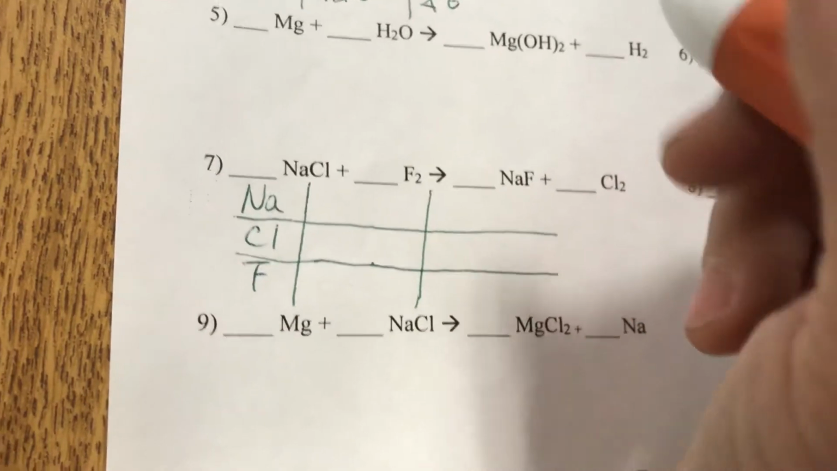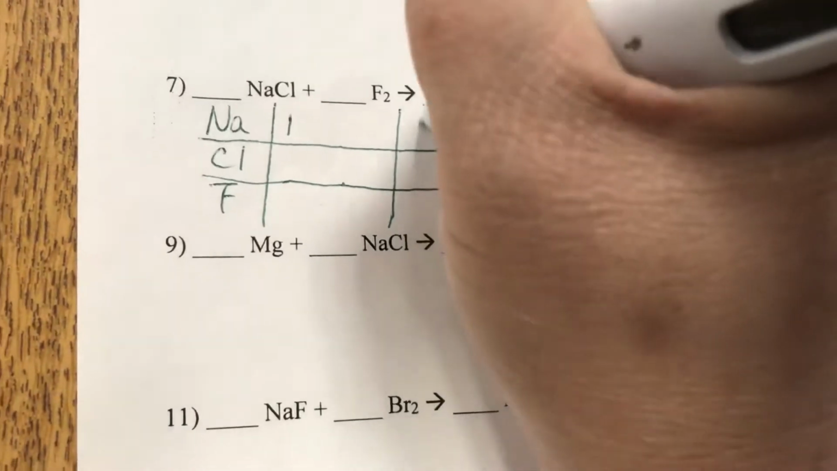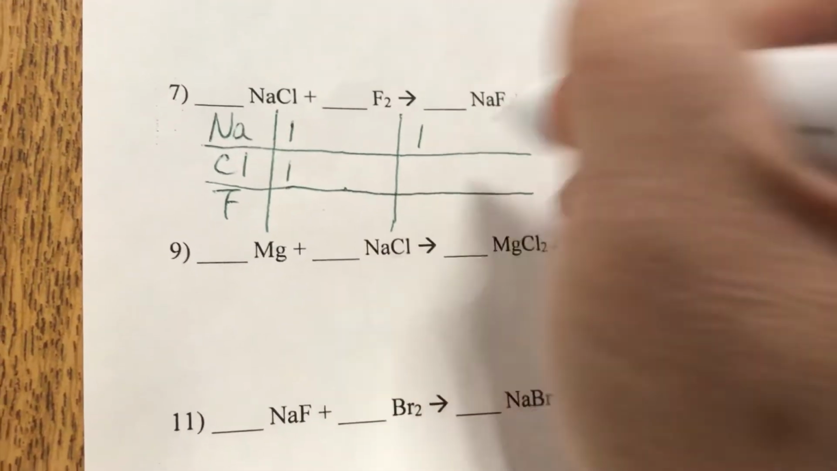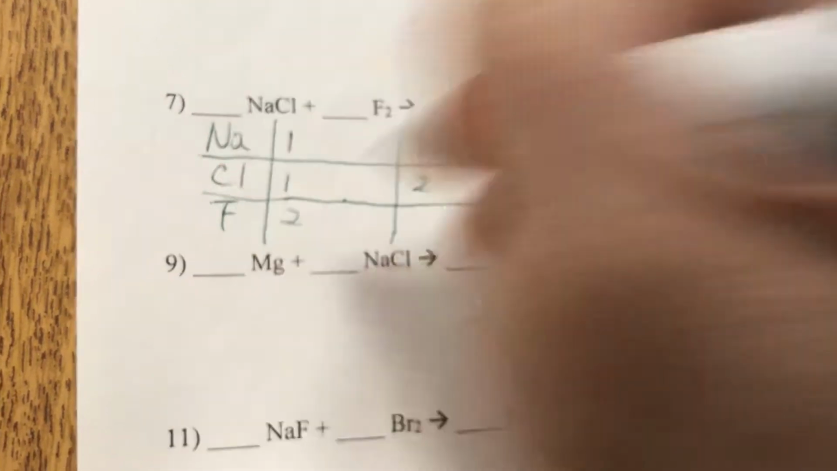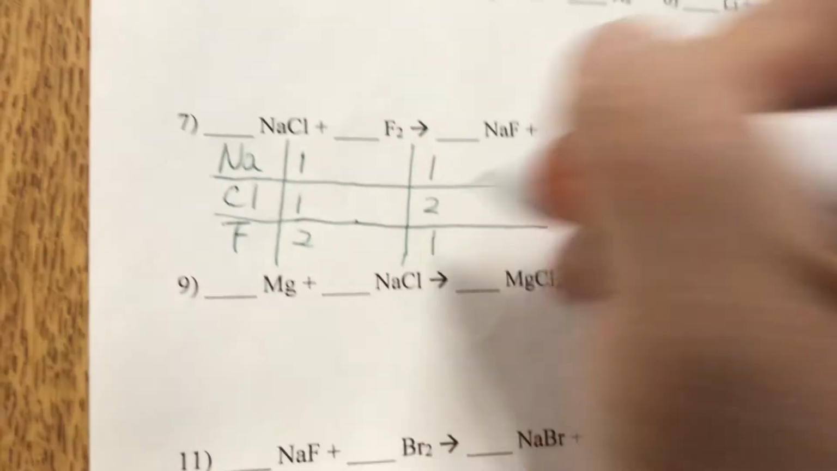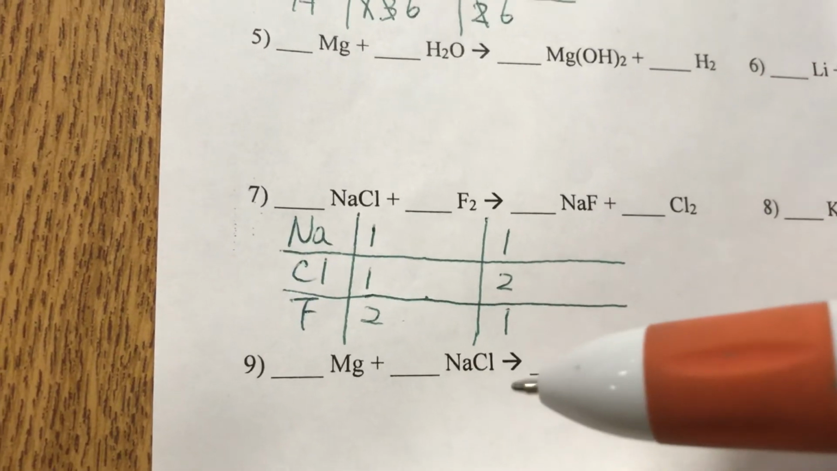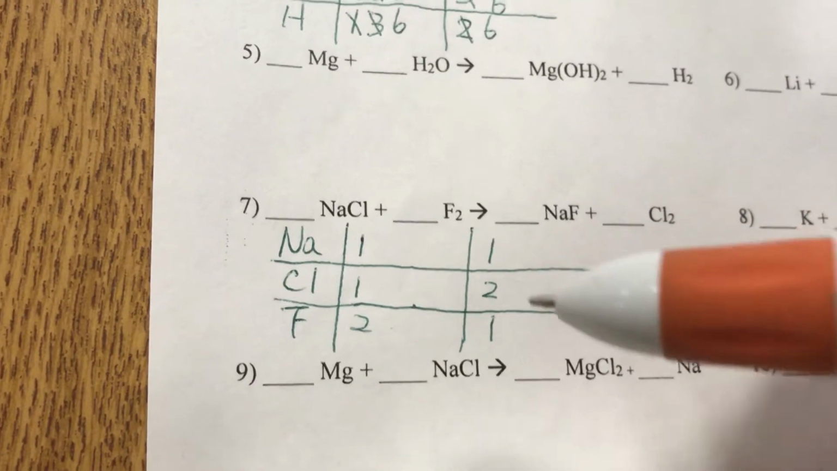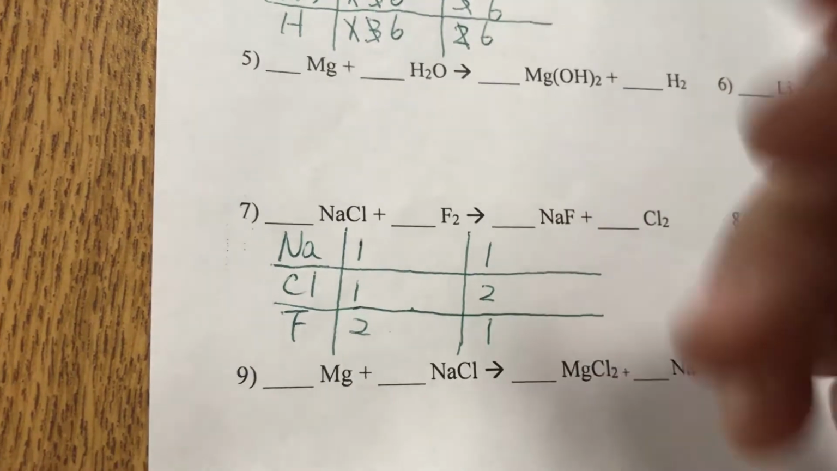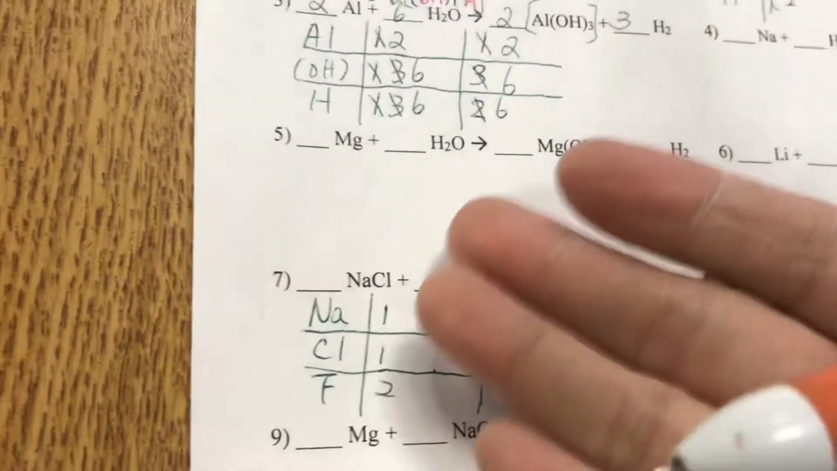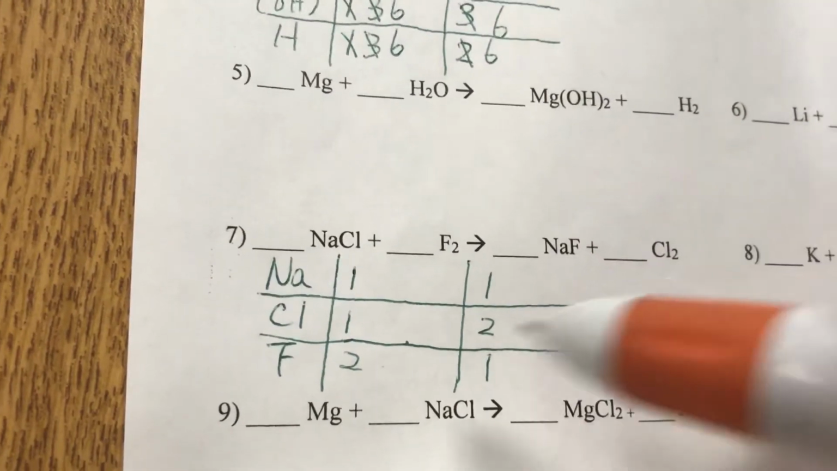Okay, so then I start with 1 Na, 1 Cl, 2 Cl, 2 F, and then 1 F. Right? So Na is happy, Cl and F are not happy. You can think starting from Cl, you can think starting from F. It doesn't matter, you will get the same answer. So let's say I'm thinking of Cl. So how can I make Cl happy?